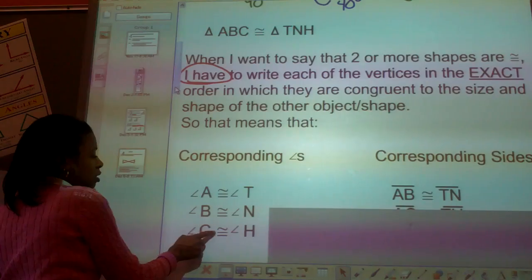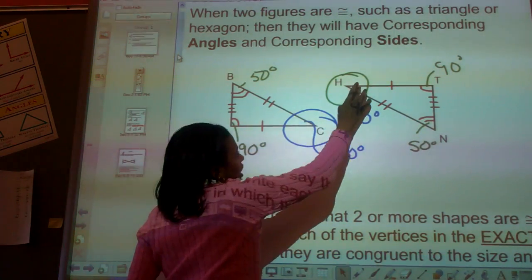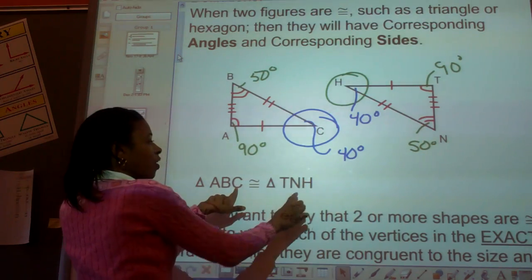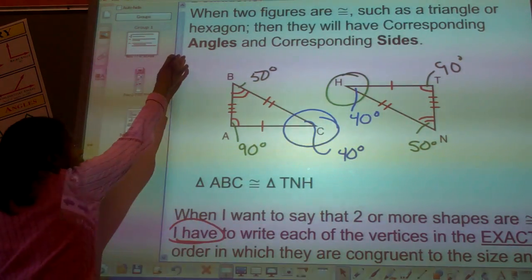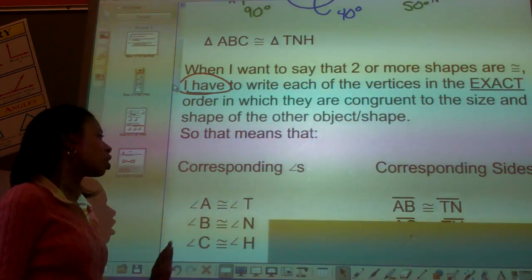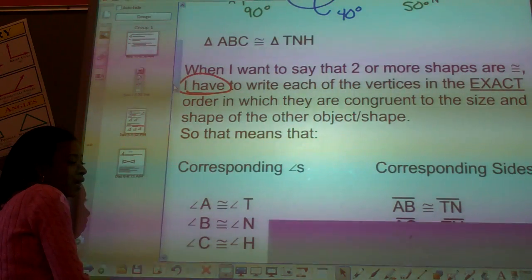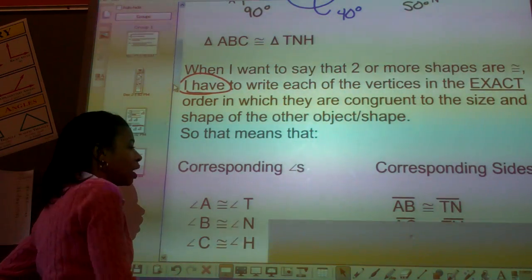And then finally, angle C is congruent to angle H. And I wrote that in the same position, the third position for each. So this is to tell me that corresponding angles are congruent here. A corresponds to T, angle B corresponds to angle N, angle C corresponds to angle H.